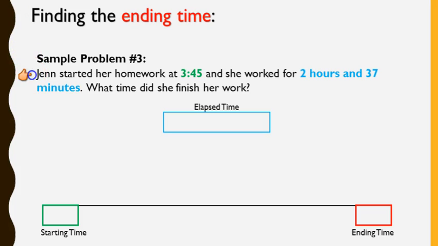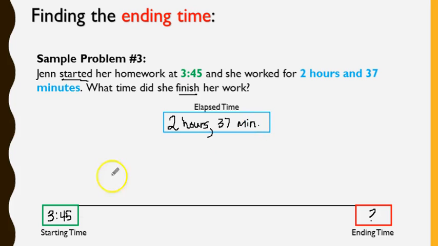Our question says Jen started her homework at 3:45. So she started her homework at 3:45. She worked for 2 hours and 37 minutes. What time did she finish? So we don't know the ending time. We do know the starting time, 3:45. And we do know the elapsed time. Two hours, 37 minutes.